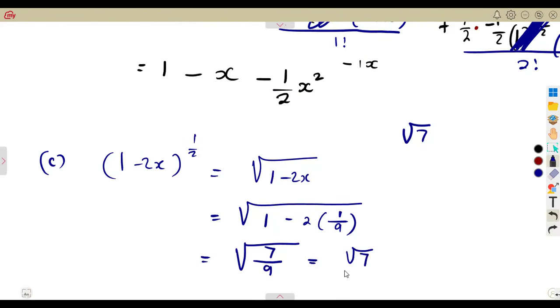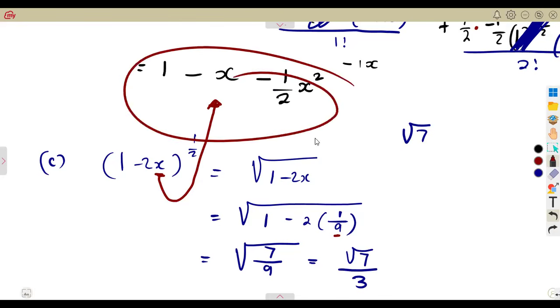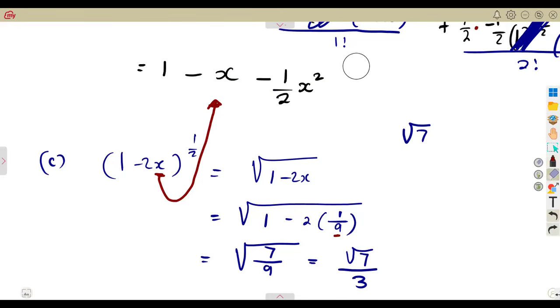So you're just going to write the square root of 7 over the square root of 9. The square root of 9, we know it. So the square root of 9 is equal to what? Is equal to 3. Guys, we were substituting x, which is 1 over 9, into this expansion. And this expansion, we know that it is equal to this part that we are seeing here. This whole expansion that we are seeing there, it is the same, because this is the expanded part.